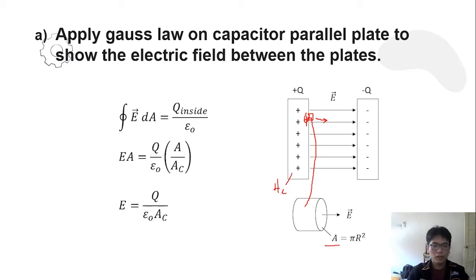So you get this equation here, then you cancel out the A. You do the math, then you get the electric field, something like this. Then you get the full marks. Move on to question B.